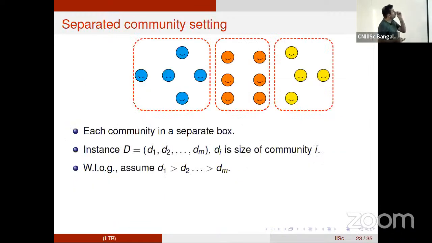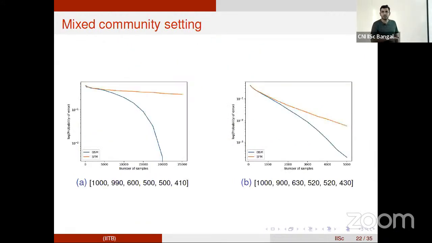Okay, so we'll now move to the separated setting. The second one is also another instance that is stated. So this denotes the sizes of the different communities. So this is one instance: 5,000 individuals divided in two different ways amongst the 6 communities.